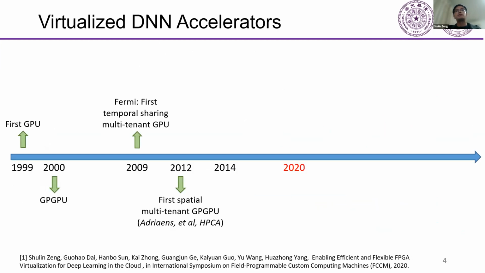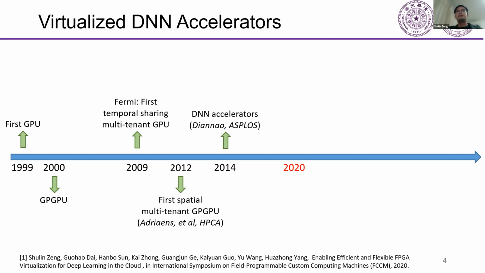Now comes the question about how to design virtualized DNN accelerators. Let's review the history of GPU and DNN accelerators. After the first GPU came out in the year 2000, it took 10 years for the first temporal multi-tenant GPU to come out, and then came the first spatial multi-tenant GPU architecture. And we can find a similar trend in DNN accelerators.